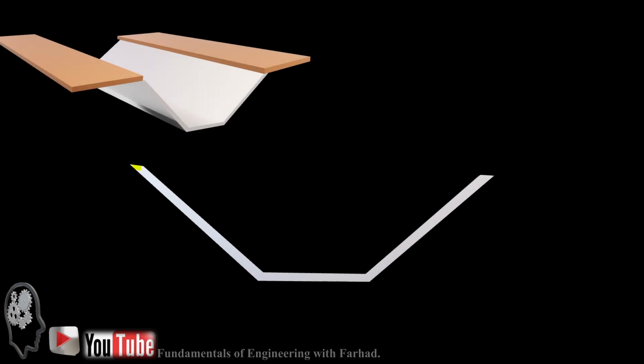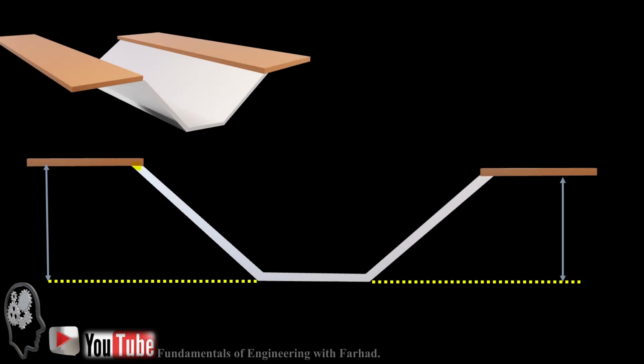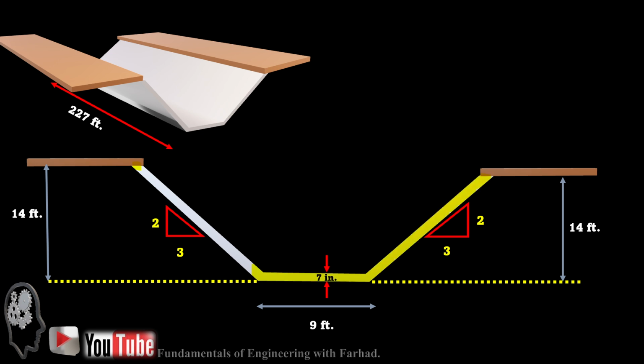So by starting the calculation for our cross section, first you can easily see these are the dimensions, that's the length provided, and if we just calculate this area, then simply multiply it by 227 feet, we get the volume of concrete needed to cover our canal. So if we have rise over run 2 over 3, this is 14 feet, which is provided in the problem statement.